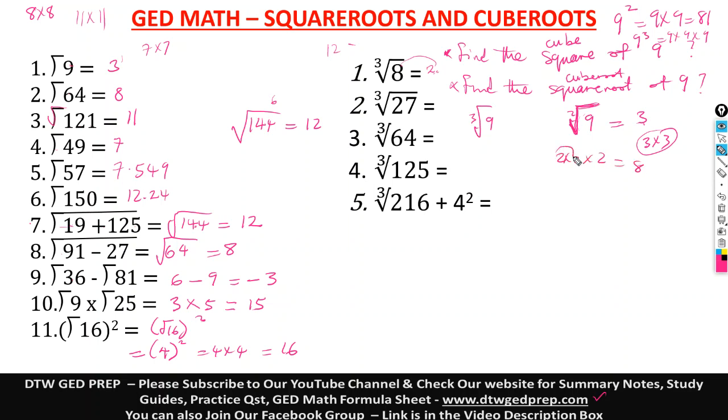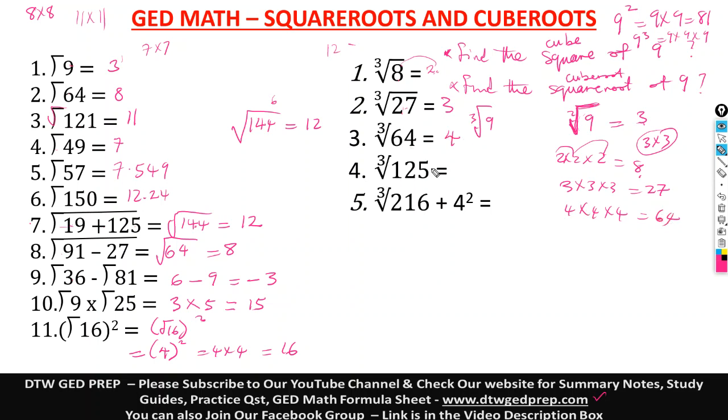2 times 2 is 4. 4 times 2 is 8. So you're looking for a number you multiply 3 times that gives you 8. Also here, you're looking for a number you multiply 3 times that gives you 27. And that is 3. 3 times 3 times 3 gives you 27. So the cube root of 27 is 3. Here, the cube root of 64 is 4, because when you do 4 times 4 times 4, it gives you 64. So the cube root of 64 is 4.